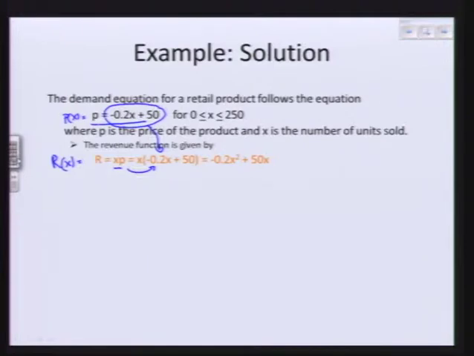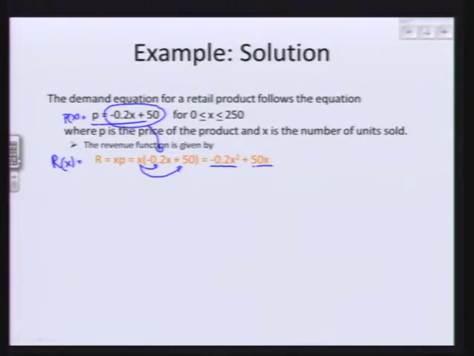Now, I'm going to come up here and say, well, wait a minute. What next can I do? I don't see it yet. How is this a quadratic function? Well, we're basically going to simply distribute the x through the parentheses. Okay, so we get negative 0.2x squared plus 50x. So right now we have a quadratic function.